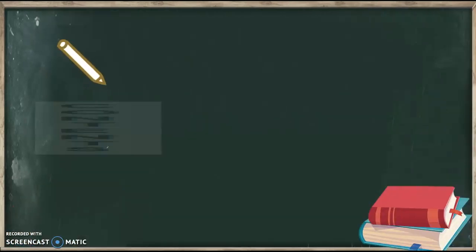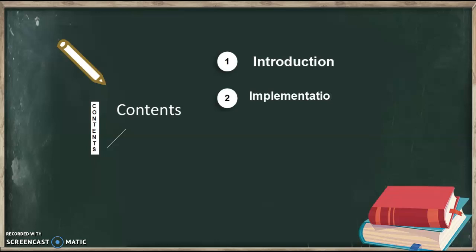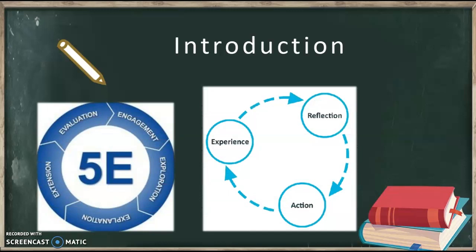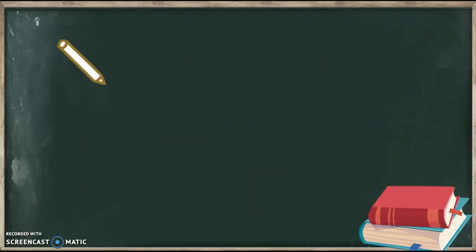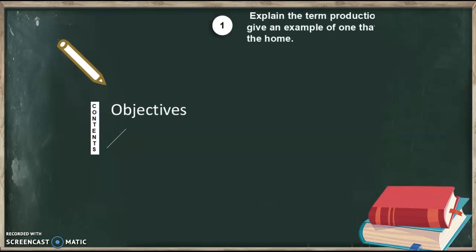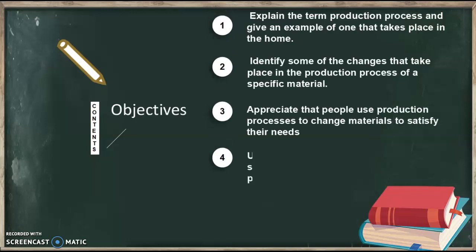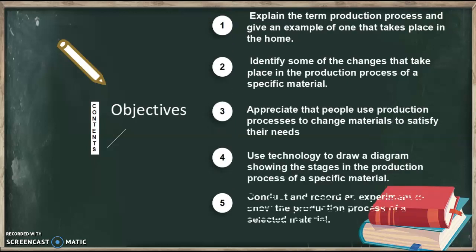These are the content areas that will be covered in the presentation. The plan follows the 5E model and promotes the use of reflective practices. As part of our grade 6 curriculum, students are required to learn about the production processes of materials in the home. Therefore, this splendid lesson was developed to facilitate this learning. Students will explain, give examples, and identify changes in the production process of a chosen material, while they also draw and conduct experiments using technology.